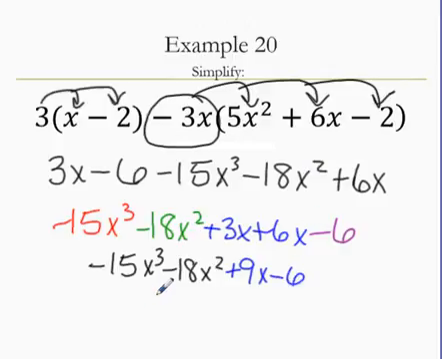Just check once more that it's in standard form: x to the third, x squared, x, and then a constant, and we're done.